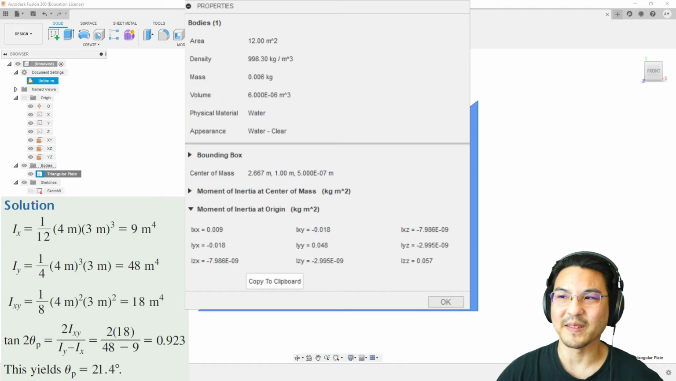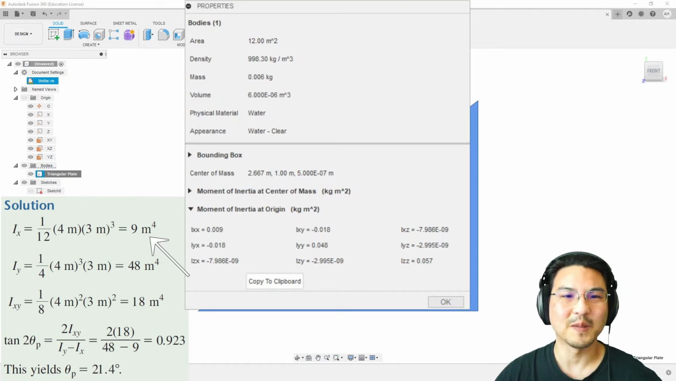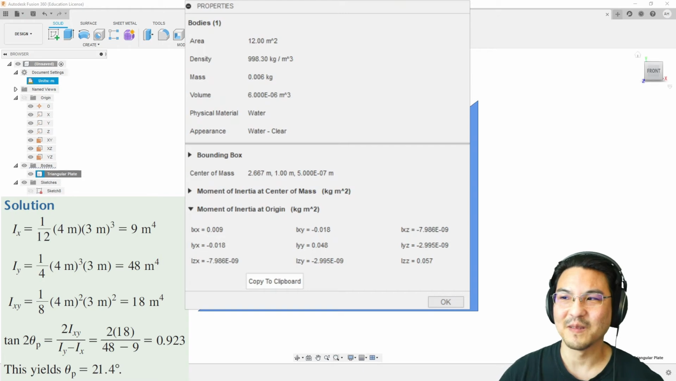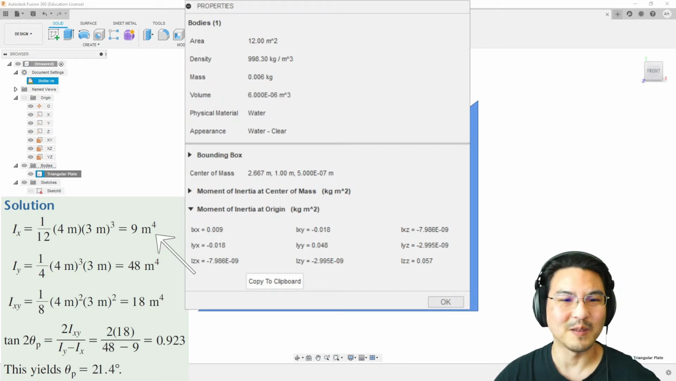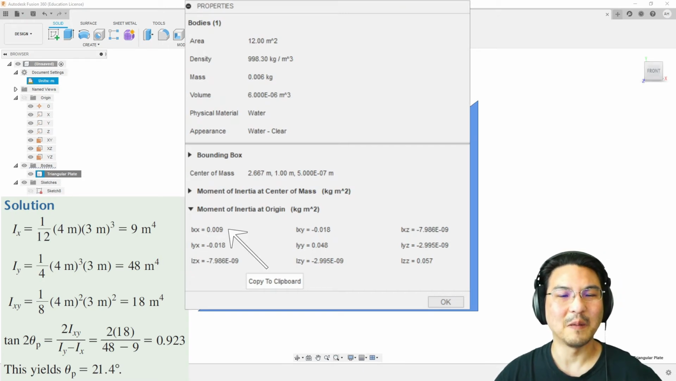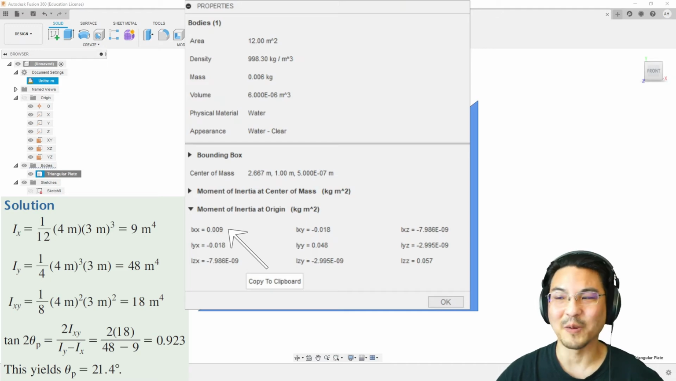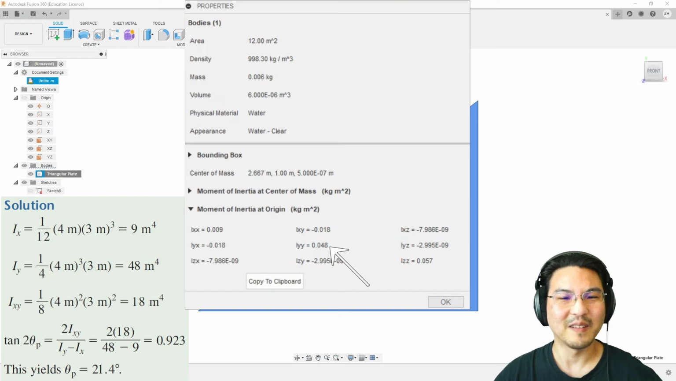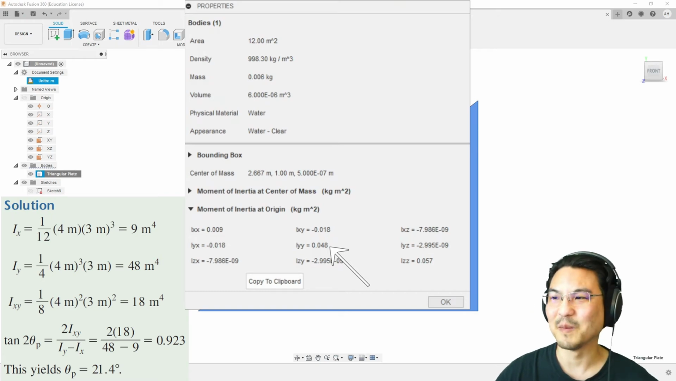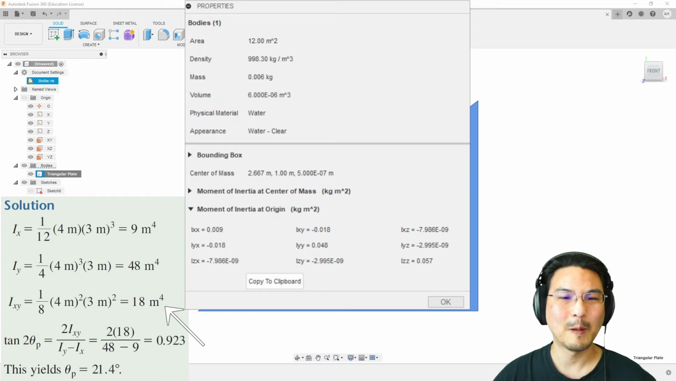So now, if Ix is 9 times the mass, 0.006, over the area, 6, then it's just a factor of 1,000, right? So 9 meters to the fourth is 0.009 kilogram meter squared. 48 meters to the fourth area, 0.048 kilogram meter squared, right? So makes it 18 meters to the fourth product of inertia, minus 0.018 kilogram meter squared.